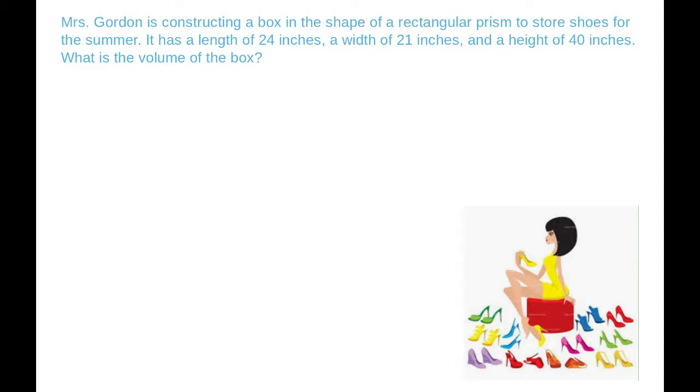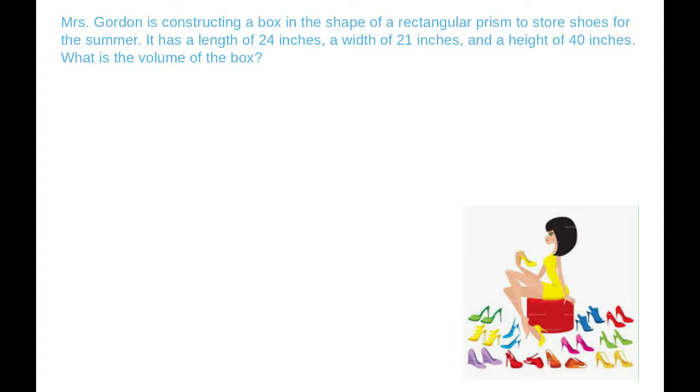The problem says, Mrs. Gordon is constructing a box in the shape of a rectangular prism to store shoes for the summer. It has a length of 24 inches, a width of 21 inches, and a height of 40 inches. What is the volume of the box?